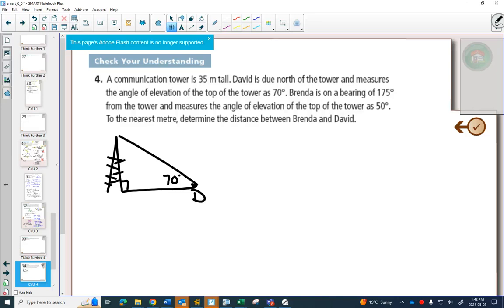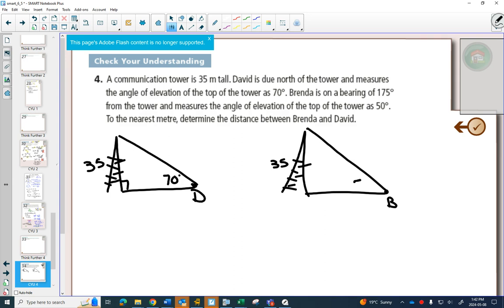And then we have the same tower, and Brenda is standing a certain distance away. Does it say anything else? We know the tower is 35 meters tall. We know this tower is still 35 meters tall. Brenda measures her angle of elevation as 50 degrees. Okay? And now the problem is like, oh my goodness, how far apart are Brenda and David? I've got them on different triangles.